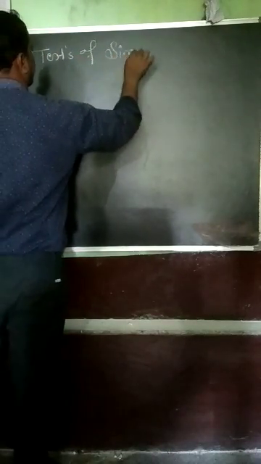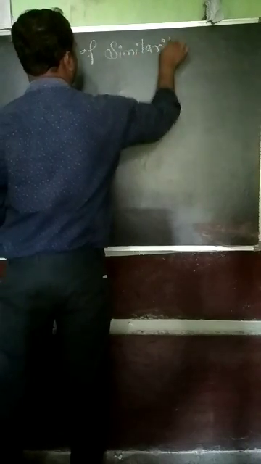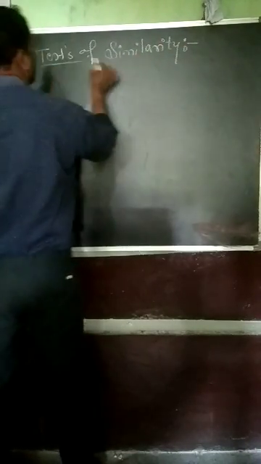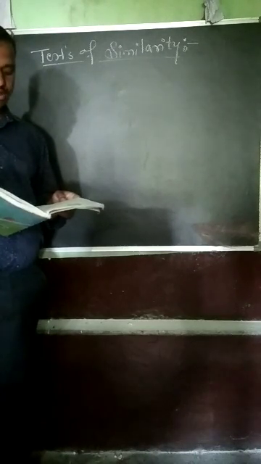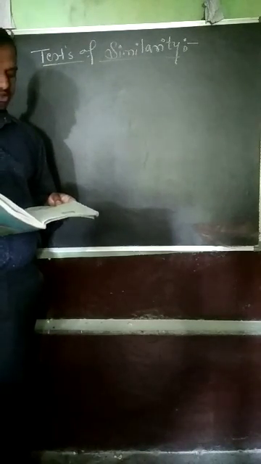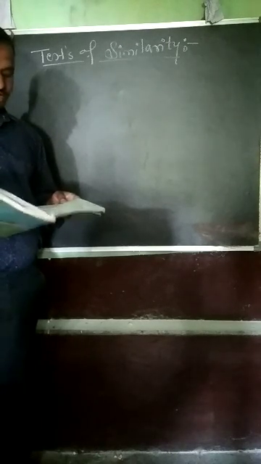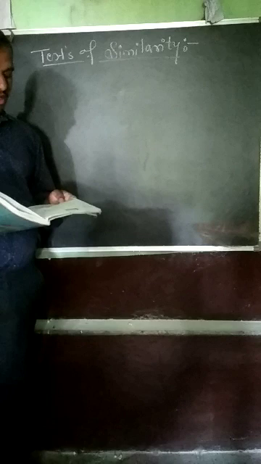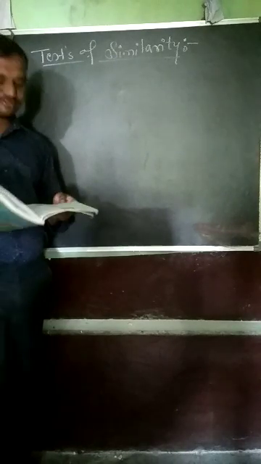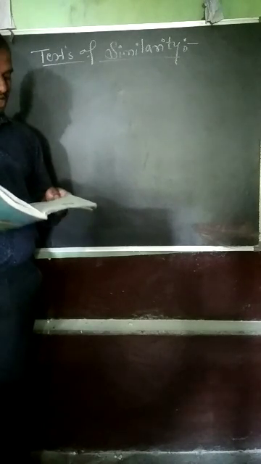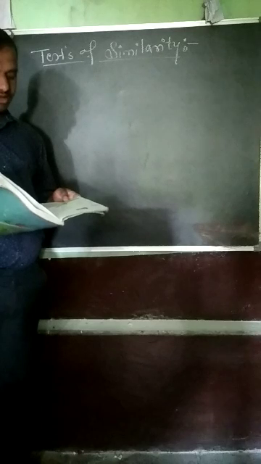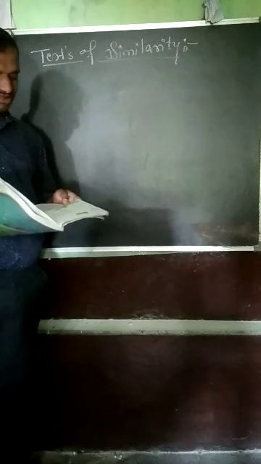Tests of similarity. For similarity of two triangles, the necessary conditions are that their corresponding sides are in the same proportion and their corresponding angles are congruent. Out of these conditions, when three specific conditions are fulfilled, the remaining conditions are automatically fulfilled. This means for similarity of two triangles, only three specific conditions are sufficient.